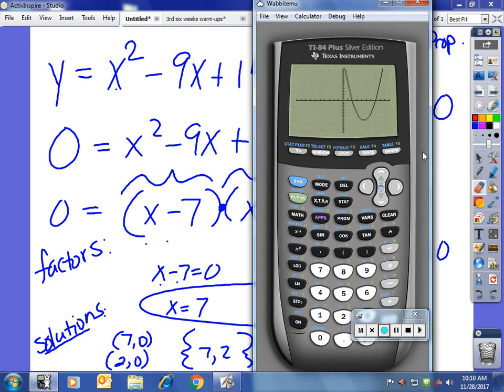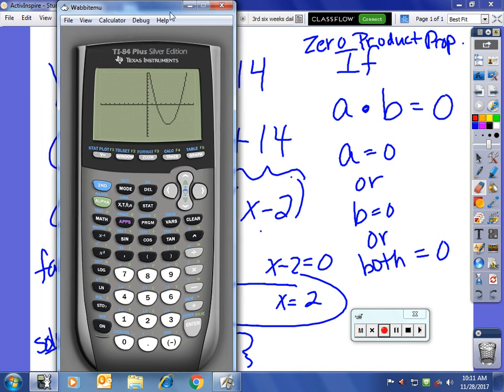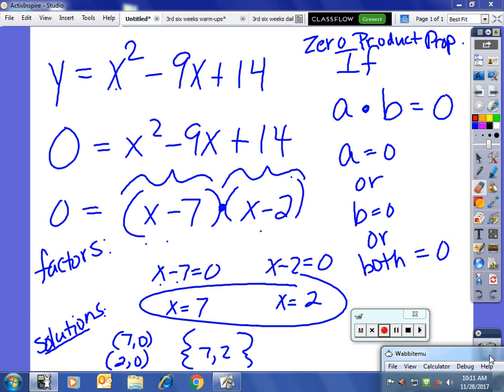Now, I said the answers were 7 and 2. Does that look correct? Yeah, look where it's crossing right there. What one is that? 2, 0. What one is that? 7, 0. There's my two roots, my two x-intercepts, my two zeros. All right?